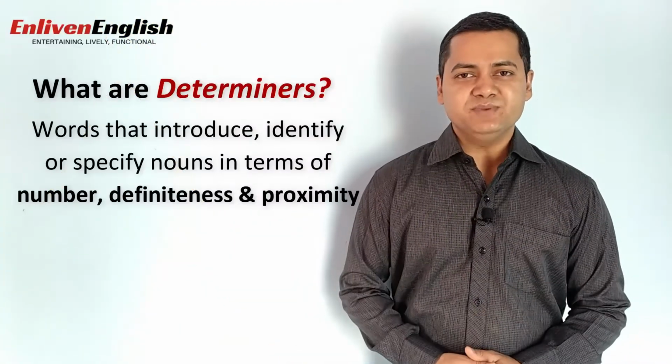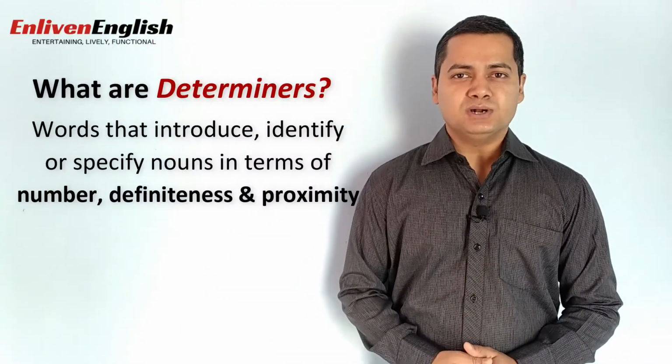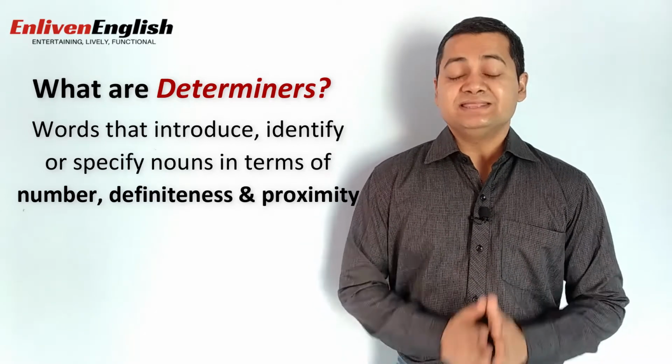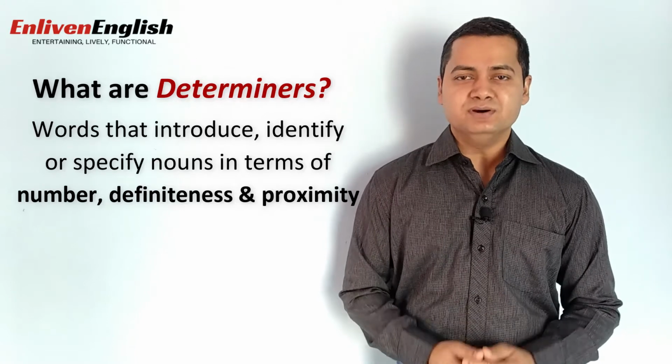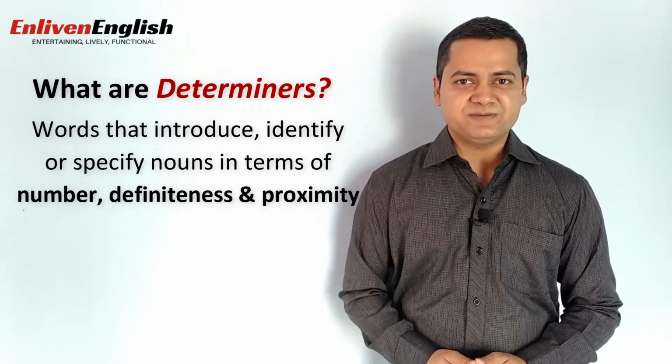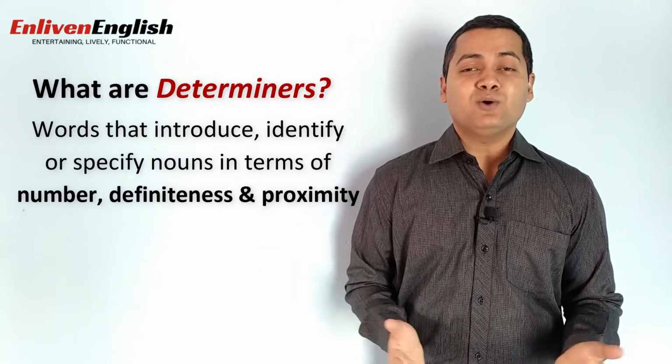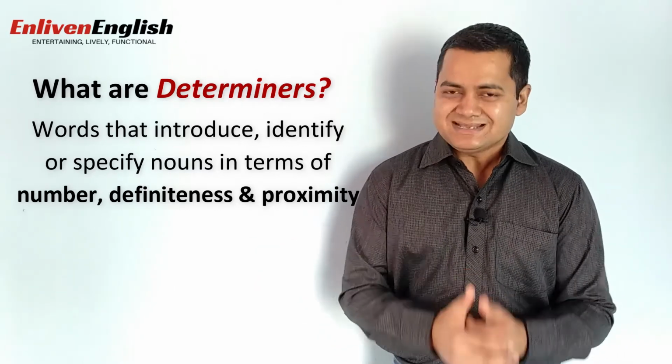So what are determiners? Determiners are the words that introduce, identify or specify nouns. They specify nouns in terms of number, definiteness and proximity. A determiner exists because of a noun. If there is no noun, there is no determiner. Let's see this relationship.